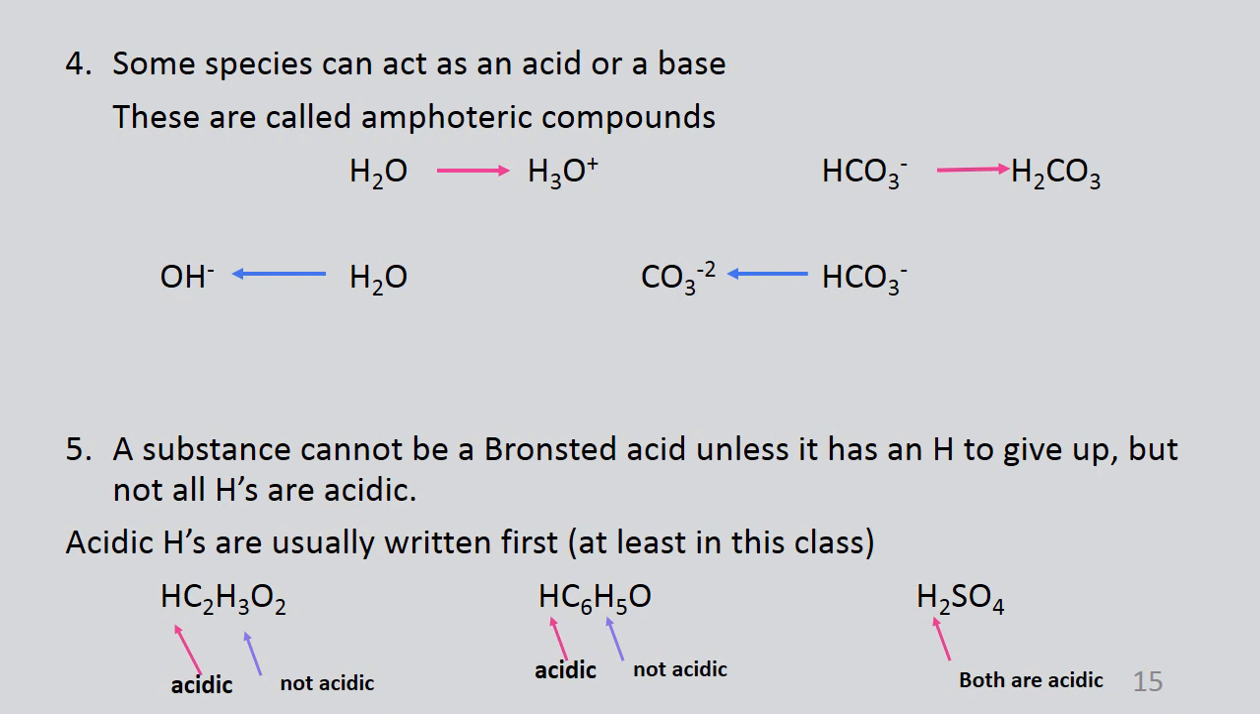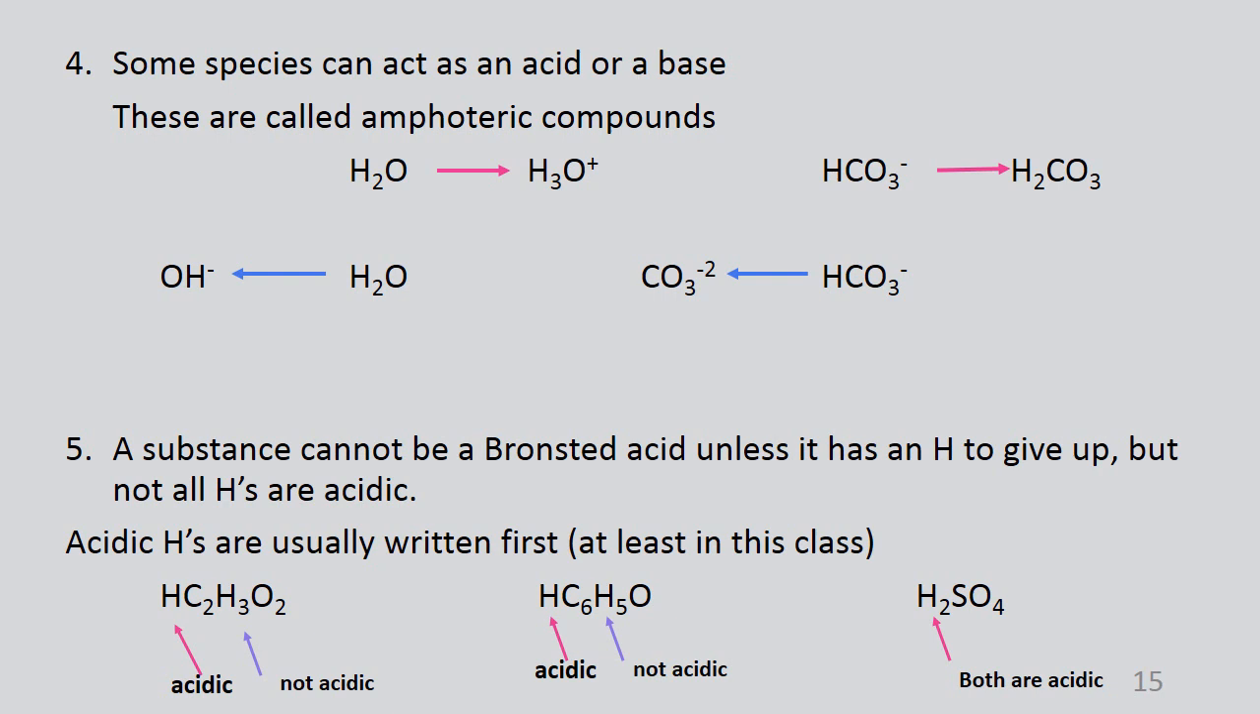Another example is HCO3 negative. It can gain a hydrogen to become H2CO3. And so HCO3 negative is a base that is accepting the H plus, or HCO3 negative can be an acid and donate the H away to become CO3 negative 2. So again, there are others out there like the PO4s. If something's diprotic or triprotic, they can usually give up more than one. Then the middle charged ones can go either way.